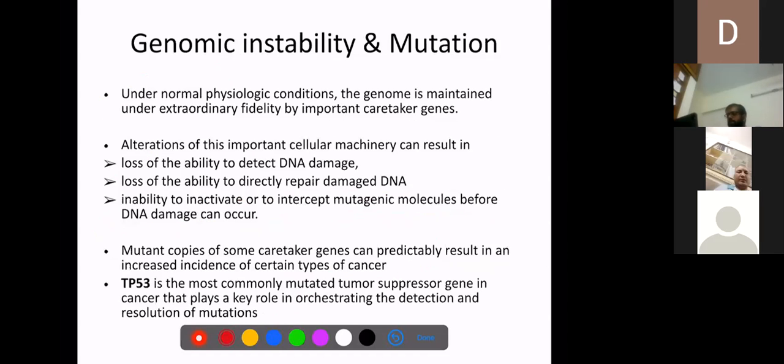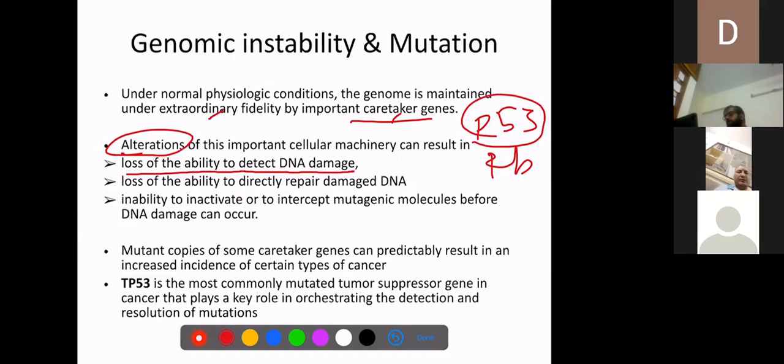Finally, next is genomic instability and mutation. Under normal physiologic conditions, the genome is maintained in extraordinary fitness because of the caretaker genes, especially P53, retinoblastoma, etc. What is going to happen is alterations in the caretaker genes. There is a loss of ability to detect DNA damage. Normal, wild type P53 will be able to recognize the DNA damage. When P53 is mutated, it is not able to recognize the DNA damage and will not send the cell for apoptosis.